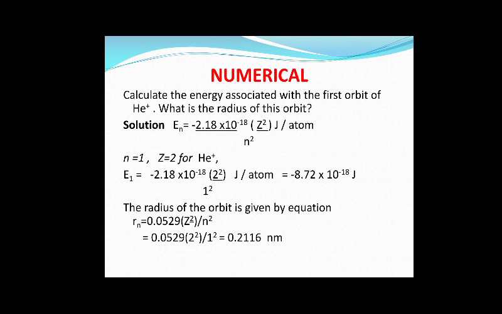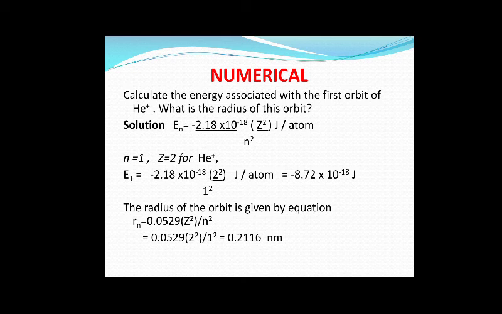As we already studied about energy, the formula was E_n is equal to minus 2.18 into 10 raised to the power minus 18 Z square by n square joule per atom. This formula we have discussed earlier. Here Z is the atomic number and n is the orbit number. So fill in the values: n is equal to 1 as given, and Z is 2 for helium. After putting in the values, you will get the energy E1, the energy of the first orbit, as minus 8.72 into 10 to the power minus 18 joule.